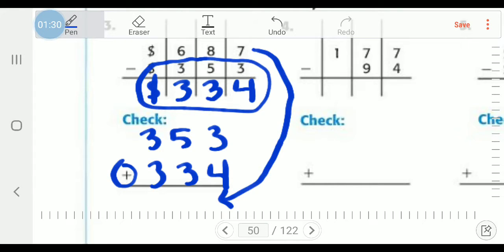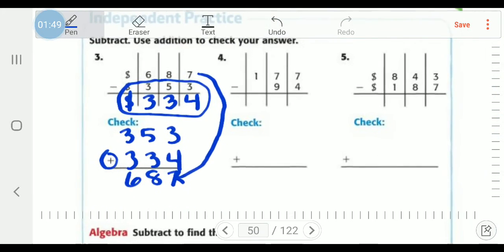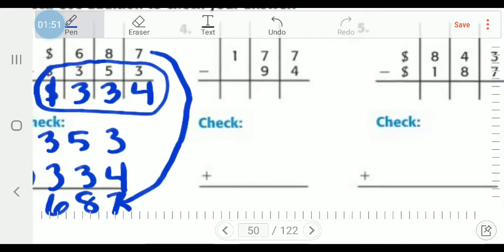So let's start in the ones place. 3 plus 4 is 7. So far, so good. 5 plus 3 is 8. Even better. 3 plus 3 is 6. Done. 687 was what I needed. 687 is what I got. My answer is correct.